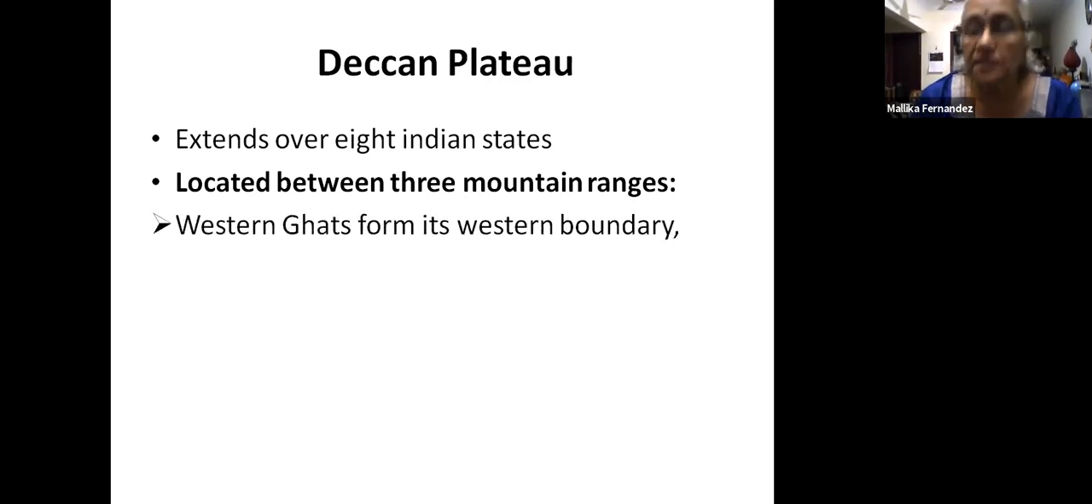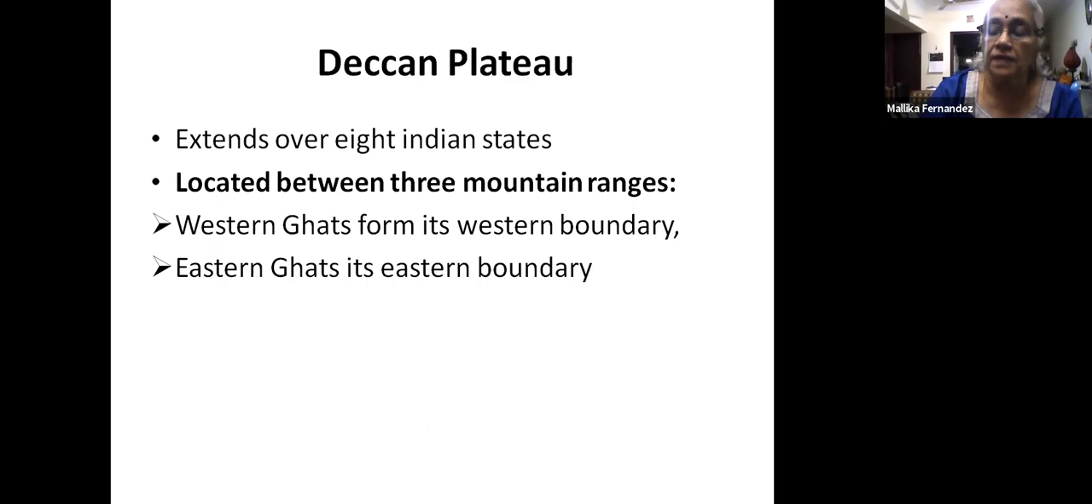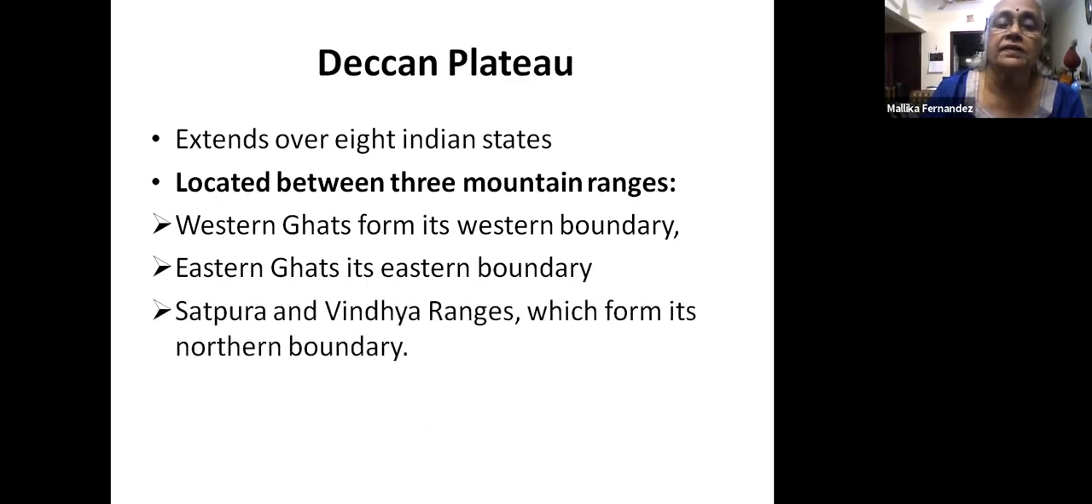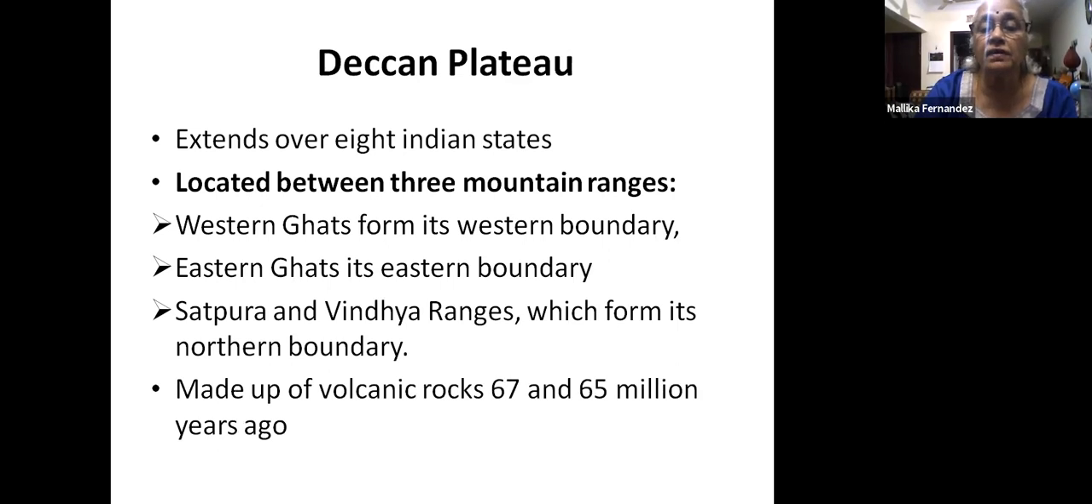Western Ghats forms the western boundary, Eastern Ghats is the eastern boundary. Satpura and Vindhya range is the northern one. So the entire Deccan Plateau is surrounded by mountains, and in the south you have the Nilgiris range, where the tip of both Eastern Ghats meets Western Ghats. You have the Cardamom Hills and the Nilgiri Hills.